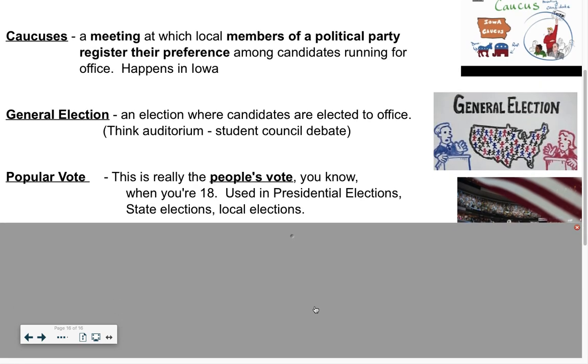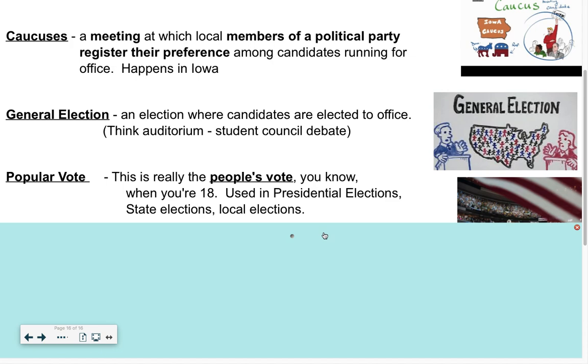Popular vote. This is also known as the people's vote. And we know that when we're 18 years old, we get to vote in presidential elections, in governor elections, mayor elections. It is on all levels. And typically, whoever gets the most votes earns the prize or the position in government.